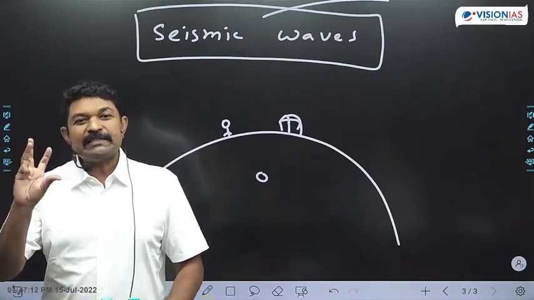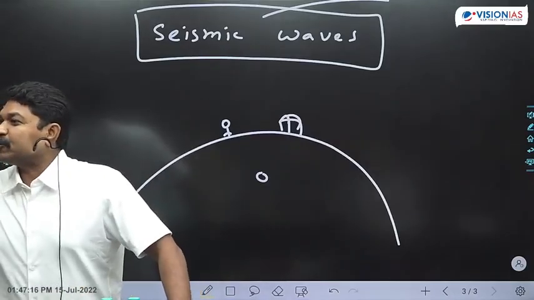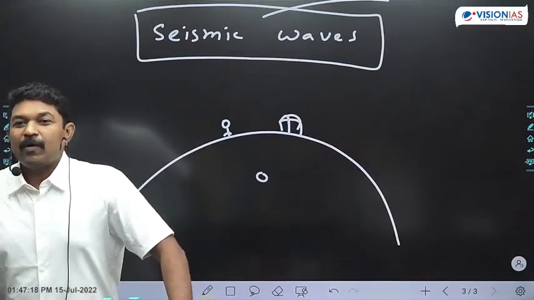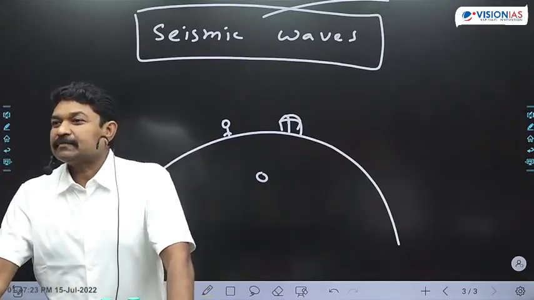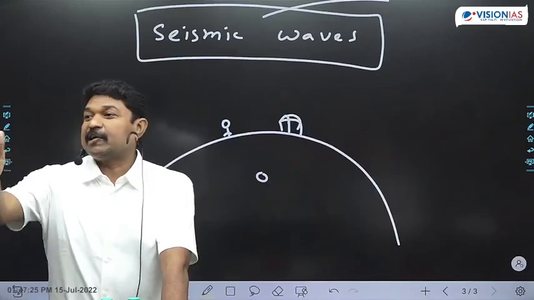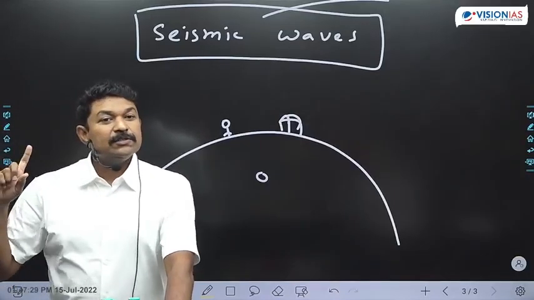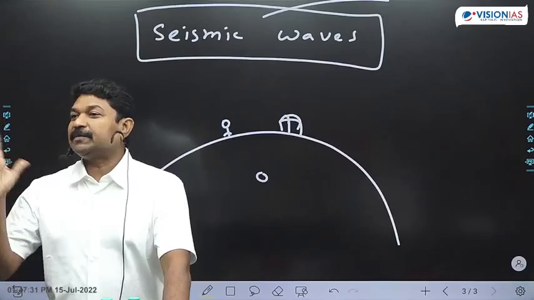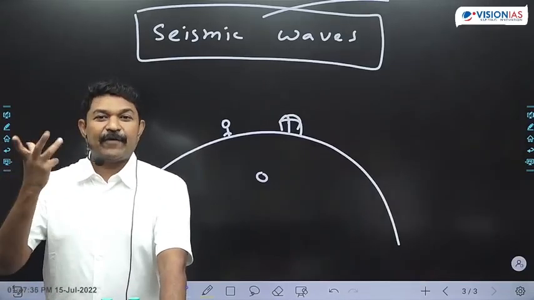When the earth is rotating so fast, what is the speed of our RTC? Nothing but Road Transport Corporation buses. What is the speed of our buses? The so-called government buses. Maximum of 60 kilometers per hour. What is the velocity of the earth? 1600 kilometers per hour. Just imagine. Earth is not lazy like us. It is moving very fast.